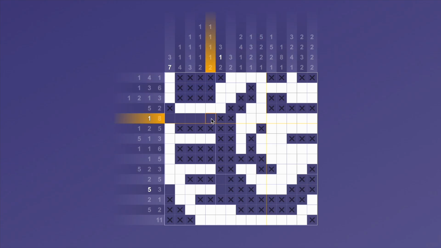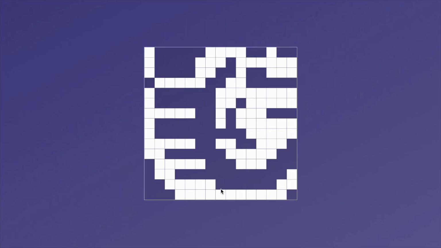Okay, this column's complete, complete, complete, complete. So the 1 in this row has to be right here, which completes this column. Then this 5 is 1, 2, 3, 4, 5. And there we go, we finished the first puzzle.